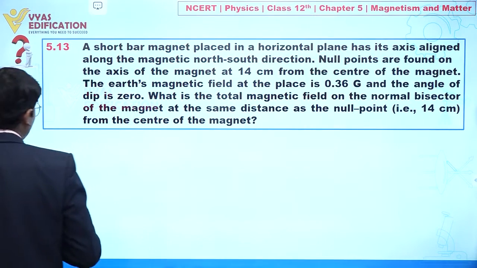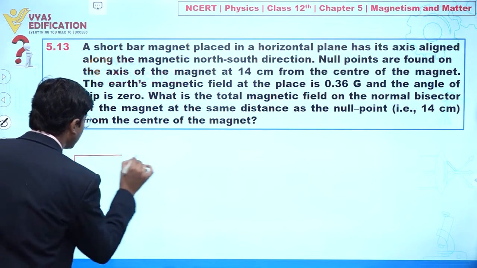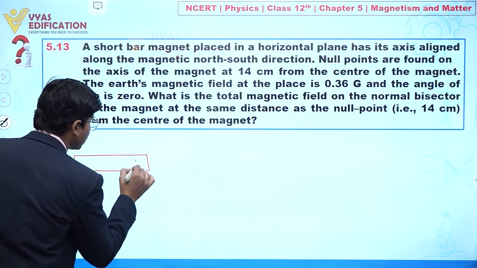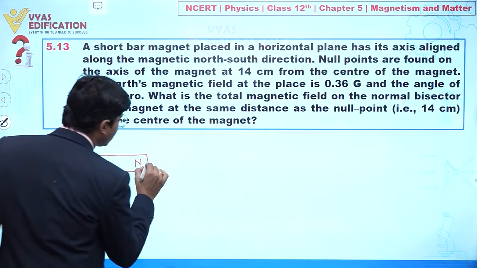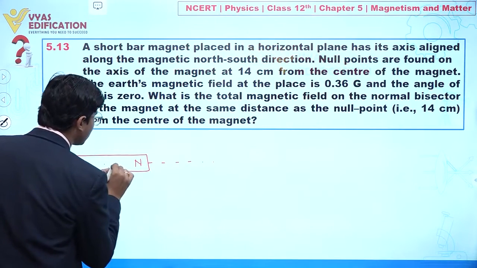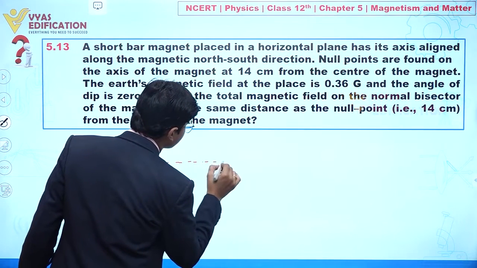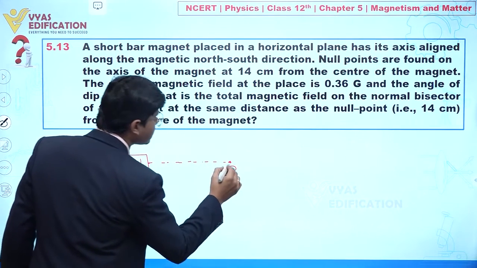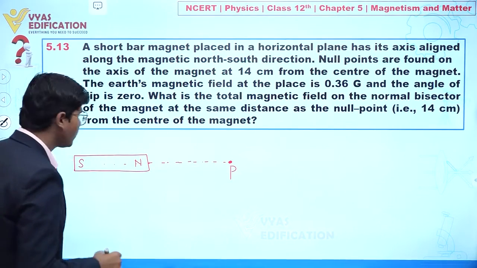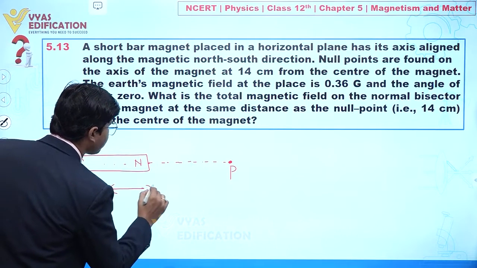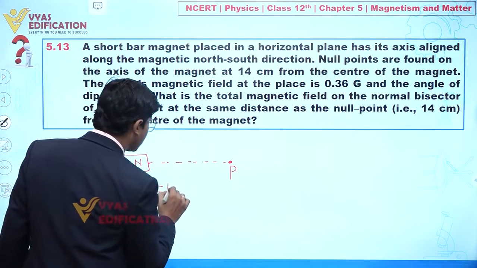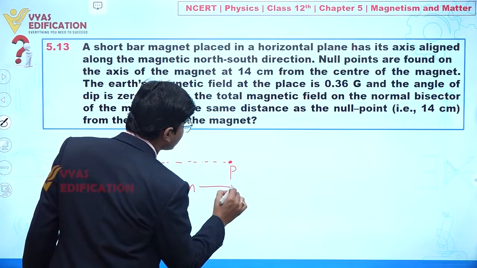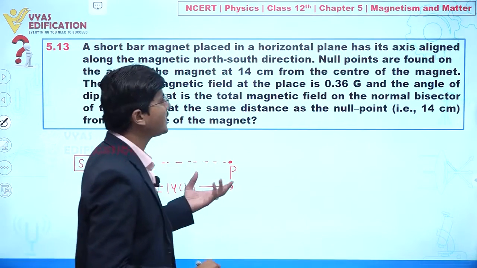Clear? So now we can see, let's suppose I'm drawing here, this is the short magnet, this one is north, this one is south, and from the center of this magnet we have this point P. Let's suppose this is the actual point P. And it is also given here at a distance r equal to 14 centimeter. So at r equal to 14 centimeter, we are getting the null point.